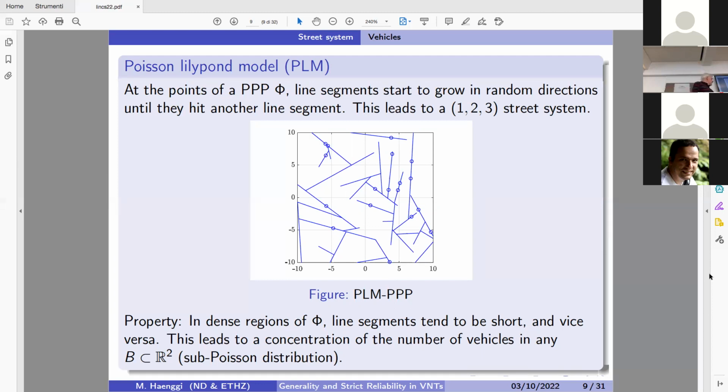It's also interesting to see that this leads to a concentration of the number of vehicles in an arbitrary set. Why is that? Because when we have a dense region of Poisson points to start with, then the streets in that region tend to be short because they bump into each other quickly. And short streets mean fewer points, because the number of points is proportional to the street length. On the other hand, if we are in a sparser region, the streets tend to grow longer, and then we have more vehicles among them. So the number of points in a set B is going to have a sub-Poisson distribution.